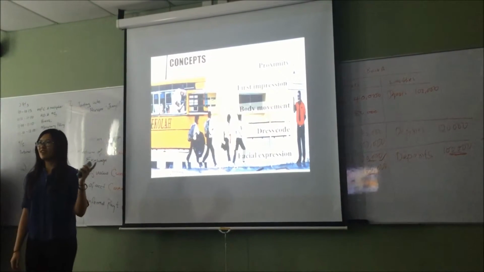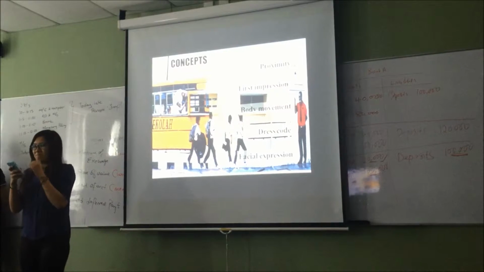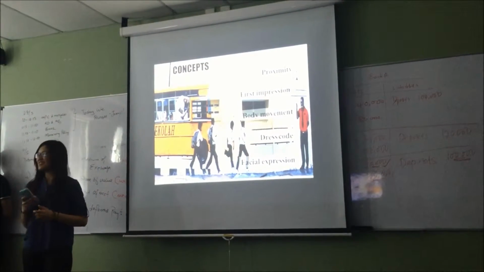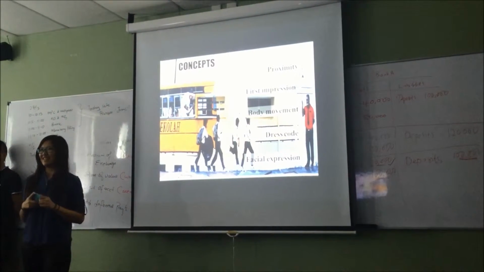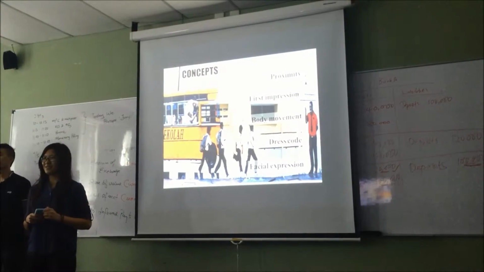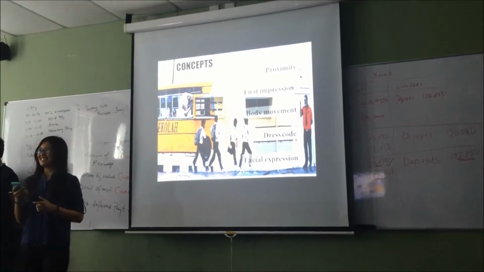Here are the 5 concepts. The first one, proximity. The discipline teacher is holding a lantern. He's waiting for his students at the main entrance. So if anyone is late to school, he's going to punish them with that lantern.